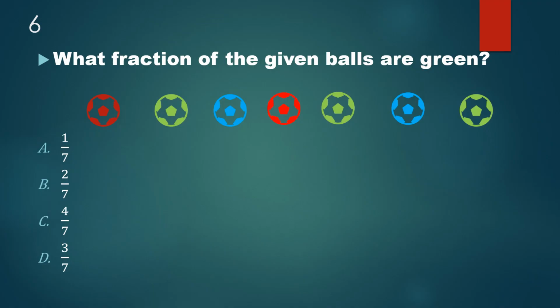Sixth, what fraction of the given balls are green? First we will check how many balls are there. 1, 2, 3, 4, 5, 6, 7. So 7 balls are there, and how many balls are green? 1, 2 and 3. So we are getting the answer 3 by 7. So option D is your correct answer.